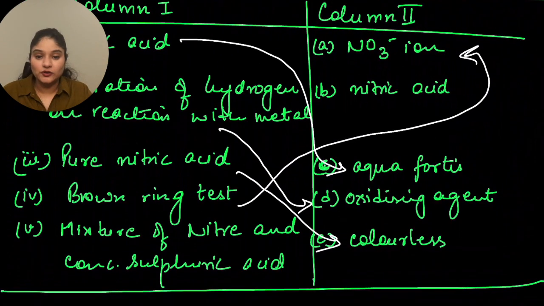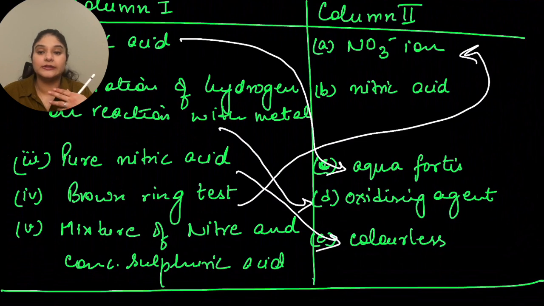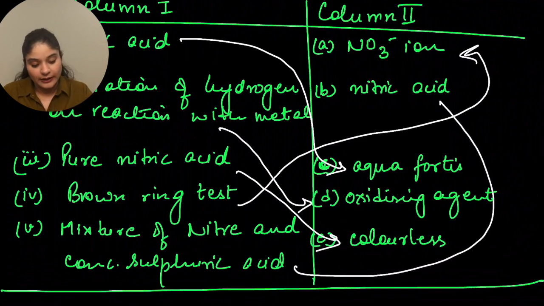Now the last is mixture of niter and concentrated sulfuric acid. This is the lab preparation for nitric acid. So the answer is B.